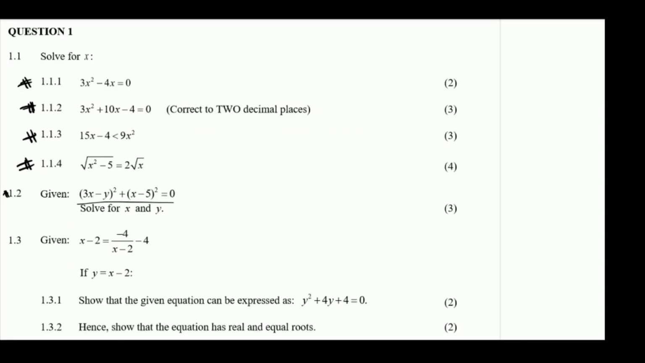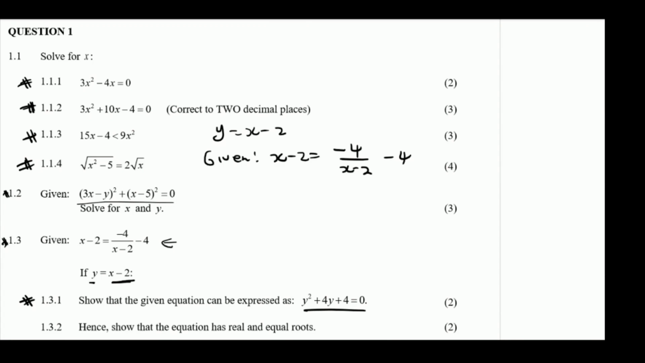Then now we want to solve 1.3. We are given this expression here, and we are told that whenever we see x minus 2, we must put y. So it's equal to y. So 1.3.1 says show that the given equation can be expressed in this form. So we know that y is equal to x minus 2, and the given expression is x minus 2 equals minus 4 over x minus 2 minus 4. So instead of writing this x minus 2, I'm going to write y equals minus 4 over y minus 4, right?